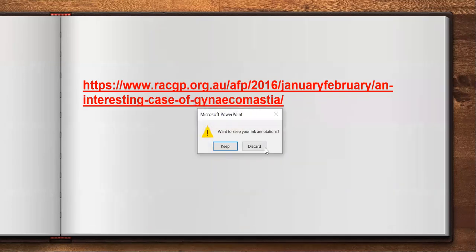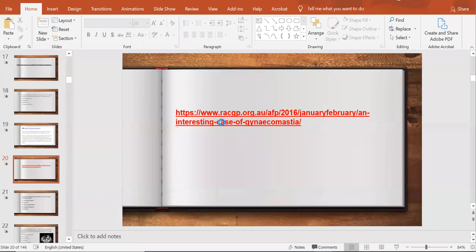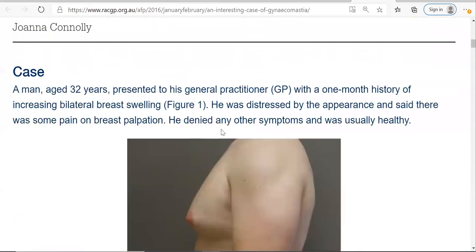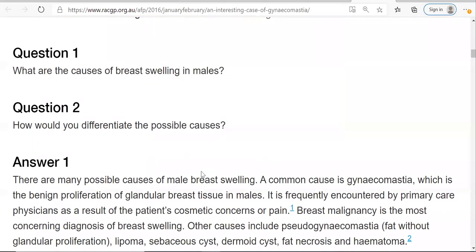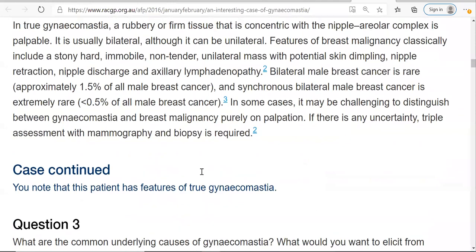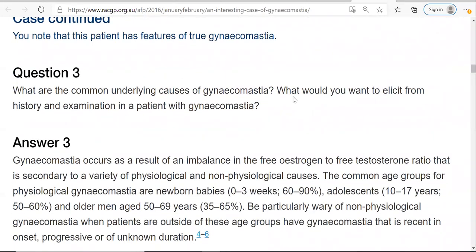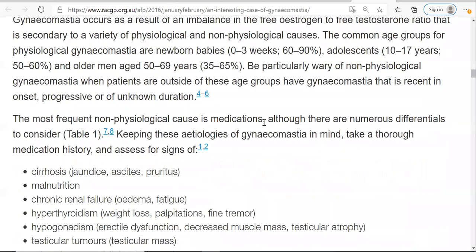If you go to the RSCGP guideline, you will find the causes of gynecomastia also. See, this is how gynecomastia looks. Remember one thing, in true gynecomastia, you will always get a firm tissue that is concentric with the nipple areolar complex, not outside the nipple or areolar complex. And it is usually bilateral, although unilateral can occur. Remember, a male having bilateral breast cancer is very unlikely.